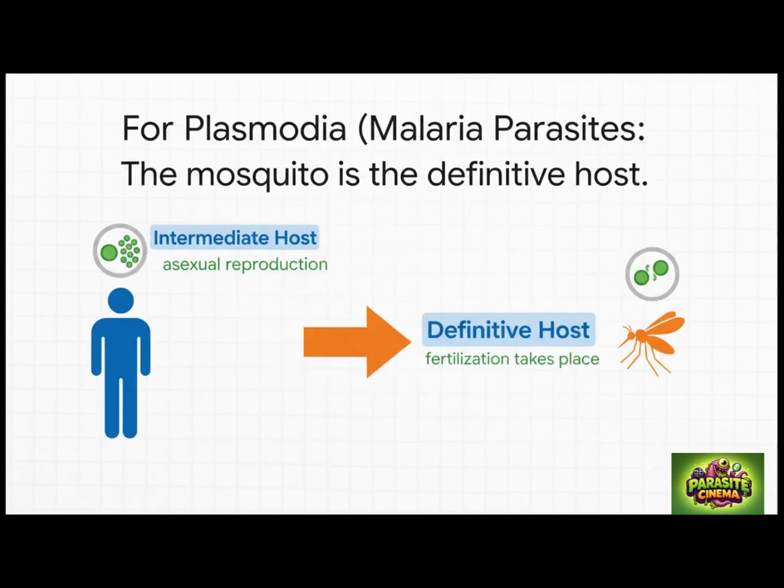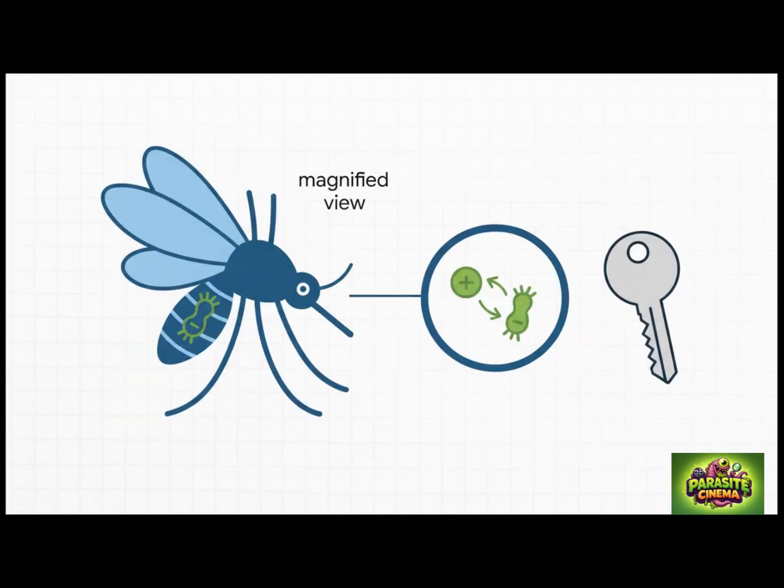And here's a classic example that trips up so many people. For the malaria parasite, the definitive host is actually the mosquito, not the human. And why is that? Well, because the mosquito is where the sexual phase of the parasite's life cycle actually happens. This visual makes it really simple. See that? Inside the mosquito, you have the parasite gametes fusing together. That's the moment of sexual reproduction. That's your signal. Wherever that happens, you have found your definitive host.